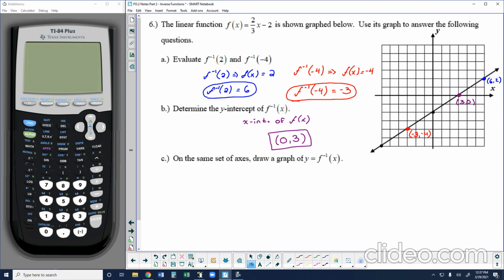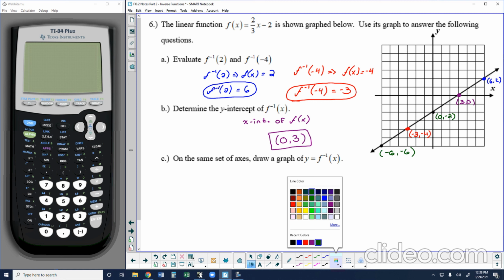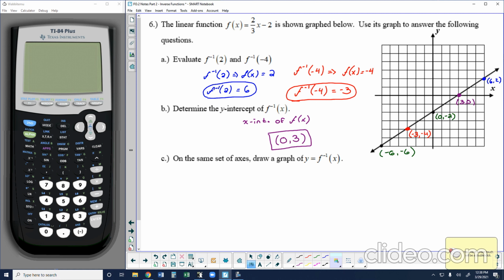Let's go back to the definition. What does the inverse operation do? Well, it takes each of the x coordinates and the y coordinates and it switches those. So let me go ahead and label just a couple remaining points here. 0, -2, and this would be -6, -6. If we want to graph the inverse of this function, we can take all of the points that are listed there and switch the x and y values.